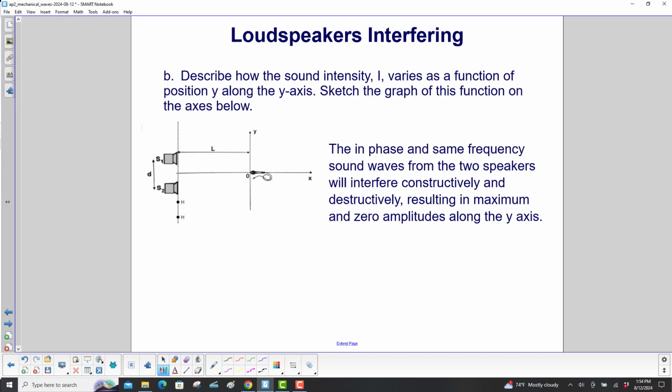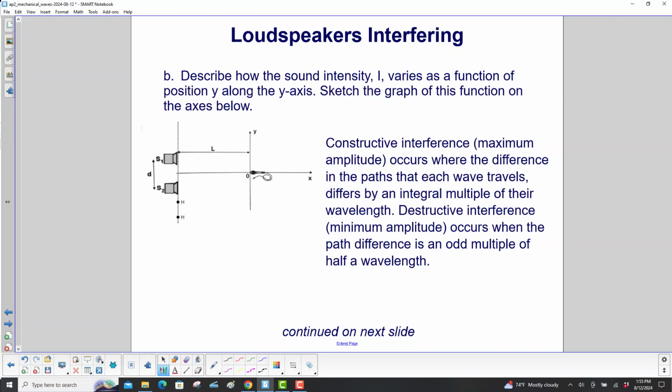Now describe how the sound intensity I varies as a function of position y along the y-axis. Then sketch the graph. The in-phase and same frequency sound waves from the two speakers will interfere constructively and destructively, resulting in maximum and zero amplitudes along the y-axis. Constructive interference, that is maximum amplitude, occurs where the difference in the paths that each wave travels differs by an integral multiple of their wavelength. Destructive interference, which is minimum amplitude, occurs when the path difference is an odd multiple of half a wavelength.